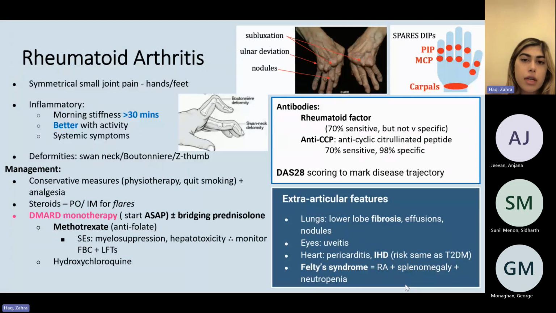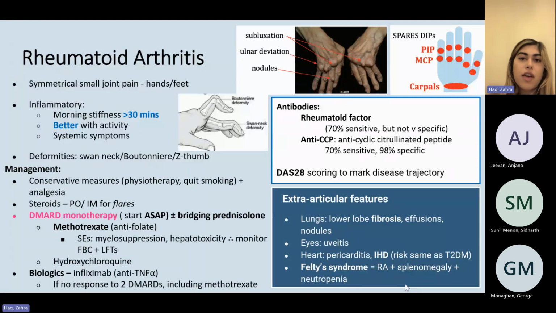We can also give hydroxychloroquine. However, this is normally something we would give for systemic lupus. And then biologics. So if a patient has refractory disease, and that's basically rheumatoid arthritis that is not responding to our first-line therapies, we're going to be giving anti-TNF alpha therapies such as infliximab, which are monoclonal antibodies.